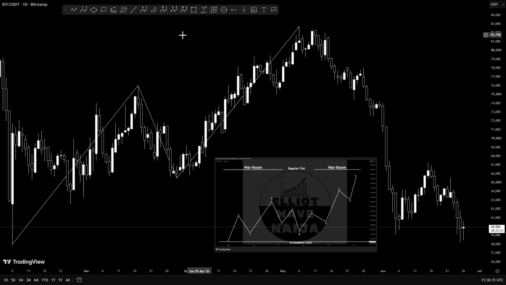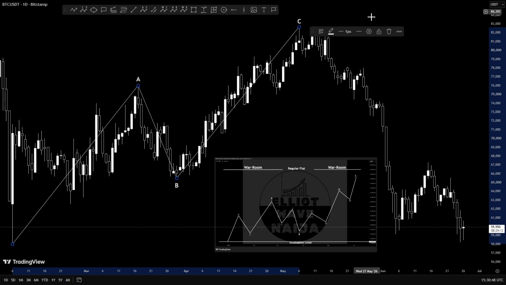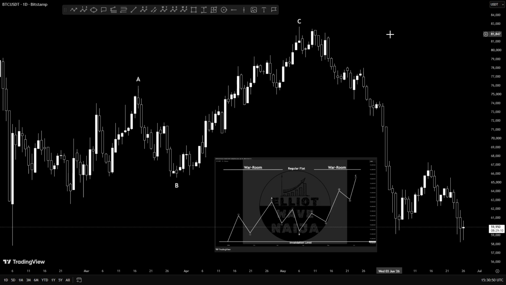Now let's first give waves A, B, C their labels. Let's start with that. A, B, and C. Now, it is not that we agree yet that this is a regular flat. Before you agree this is a regular flat, you need to check the subwaves to confirm it.